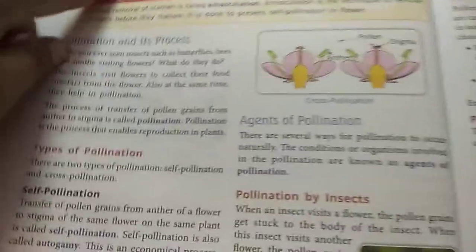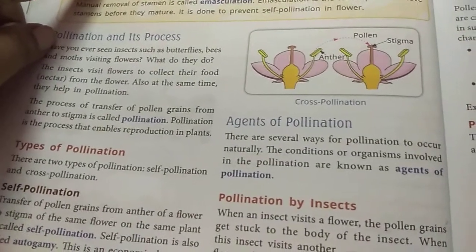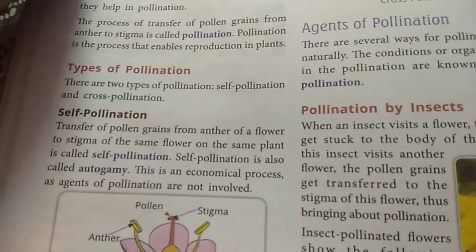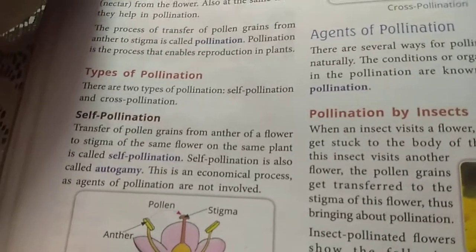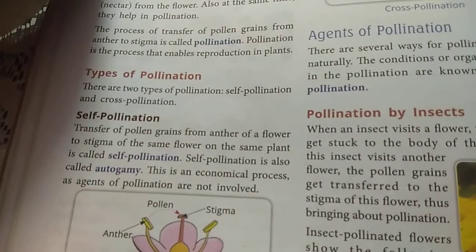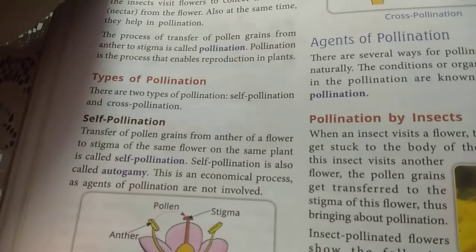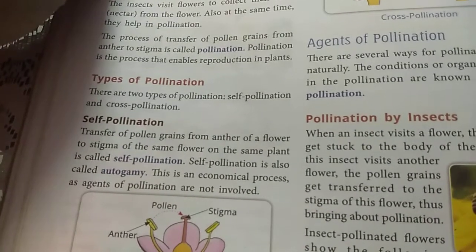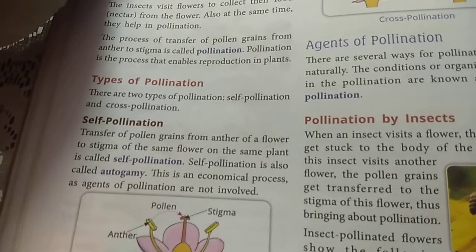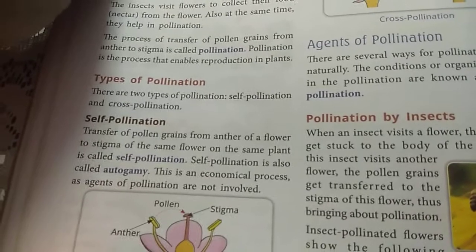Now there are many ways in which pollination takes place. Now we will discuss types of pollination. There are two types of pollination: self-pollination and cross-pollination. Self-pollination is the transfer of pollen grains from the anther of a flower to the stigma of the same flower on the same plant. It is also called autogamy. This is an economical process as agents of pollination are not involved.